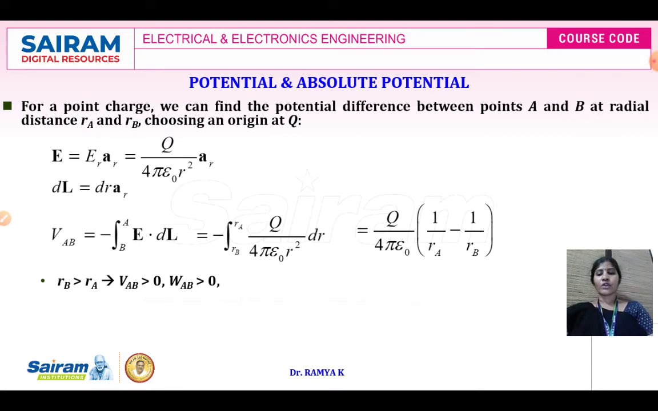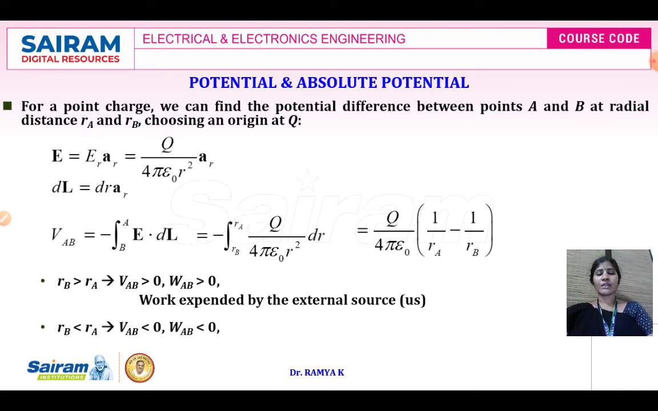In this case, the work will be expended by the external source. In reverse, consider RB less than RA. If your RB is less than RA, then the applied potential difference obtained is going to be less than 0, and the work done will be 0 between the point A to B. At that moment the work done is by the electric field.